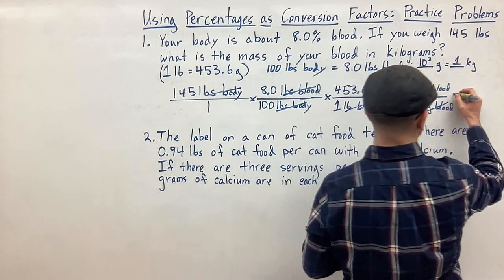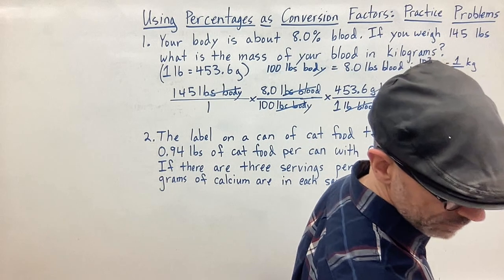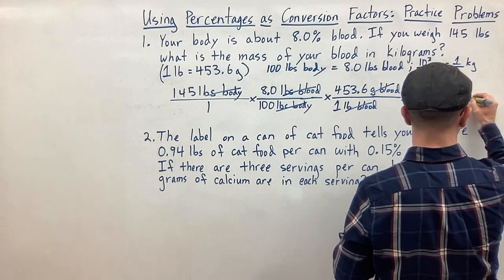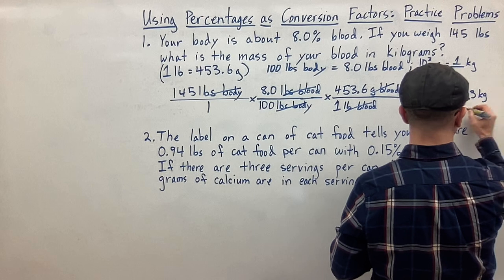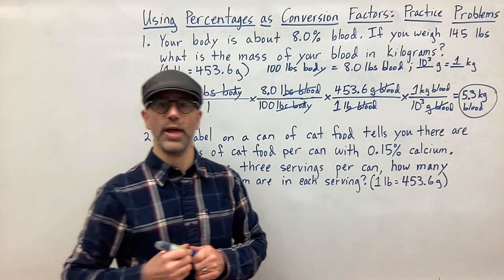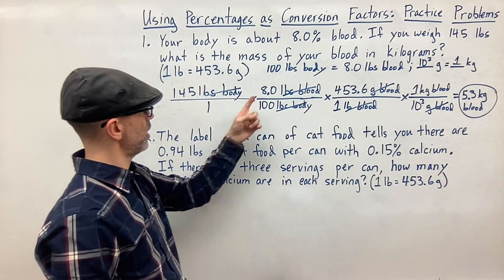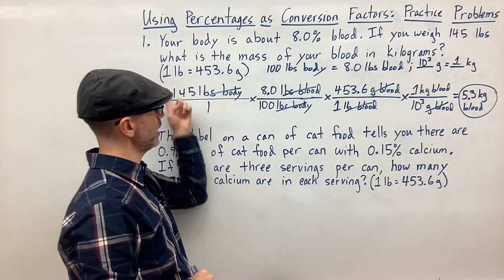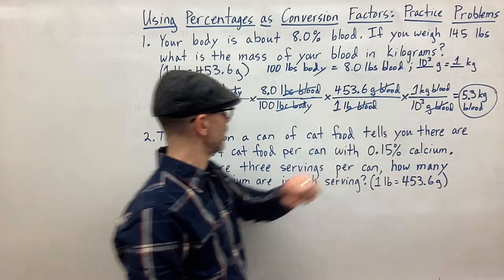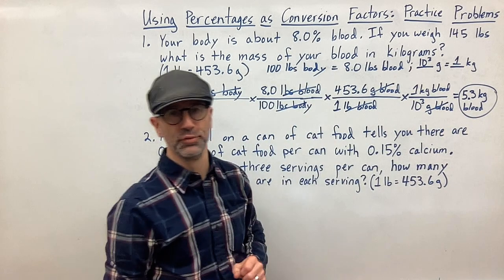And when I do that, what's the answer I get? That's going to be 5.3 kilograms of blood. So that's the answer I get, rounded to 2 sig figs. Because remember, I have 2 sig figs here, I have 3 here, I have 4 here, and this is exact, so we can ignore that. So the smallest number is 2. That means my answer should have 2 sig figs.